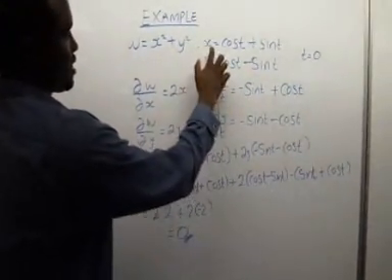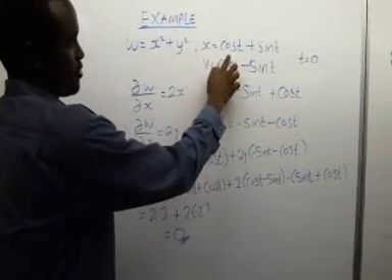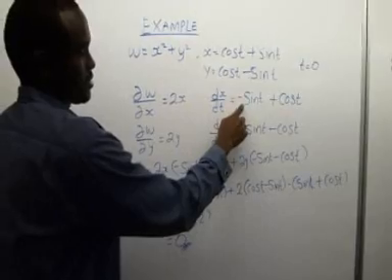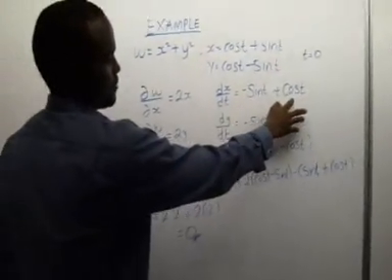Then we differentiate the x function, so dx over dt. When you differentiate cos t, you get minus sin t. And when you differentiate sin t, you get cos t.